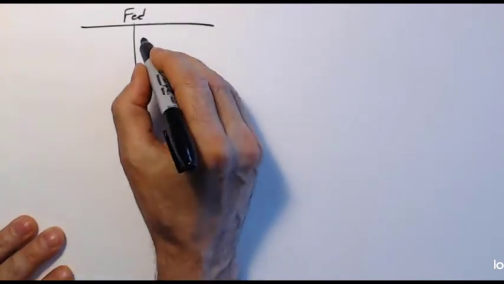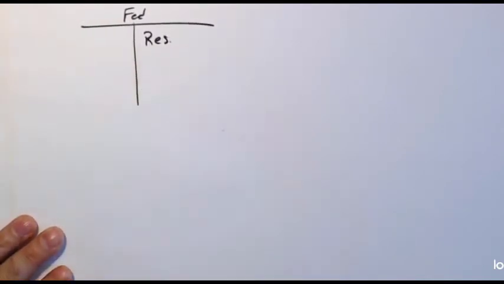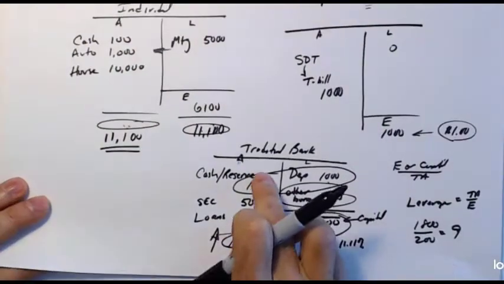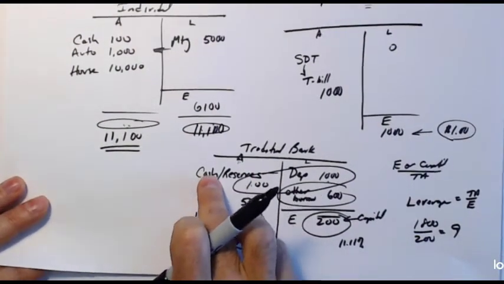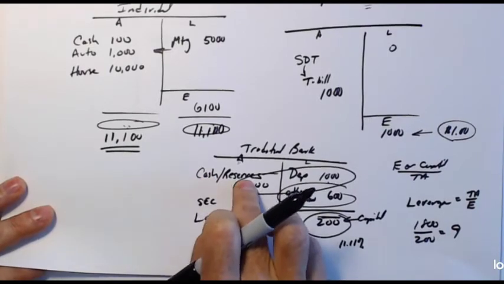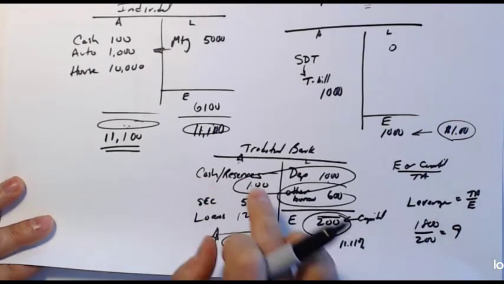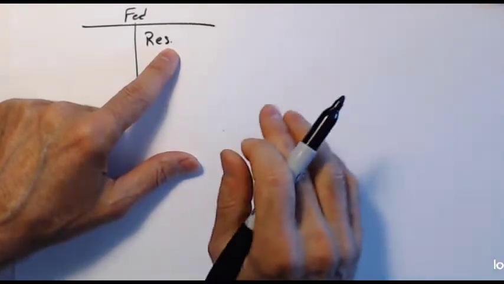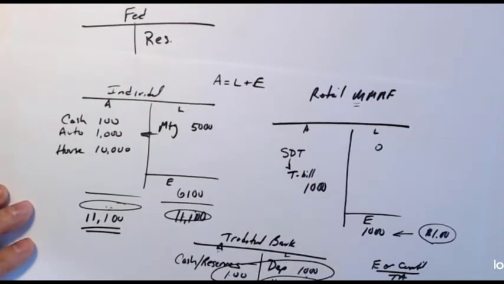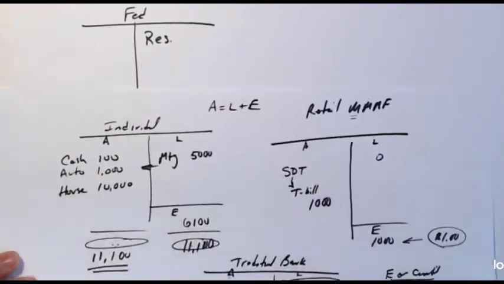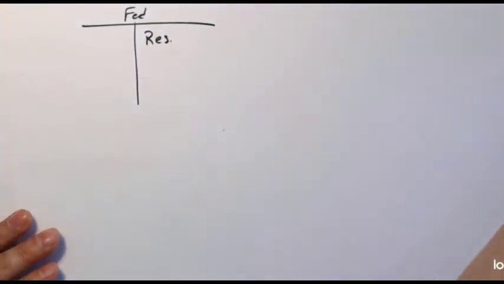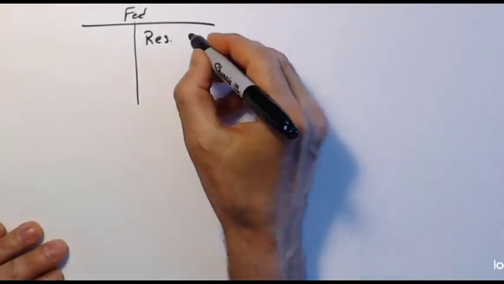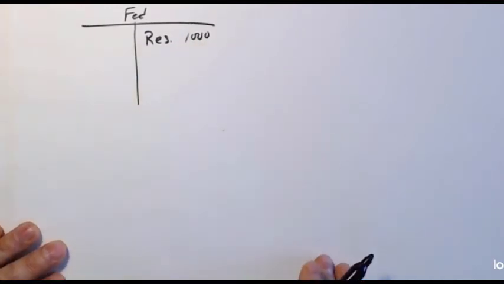The Fed has as a liability reserves. So the reserves that we saw here with a traditional bank, right? We said there it's either cash that's in their vault or cash that's on reserve at the Fed. That's a liability to the Fed. It's an asset to the bank. You don't want to have an asset in two different places. So it's an asset here. It's a liability to the Fed. And let's just say it's $1,000. And those are the reserves.